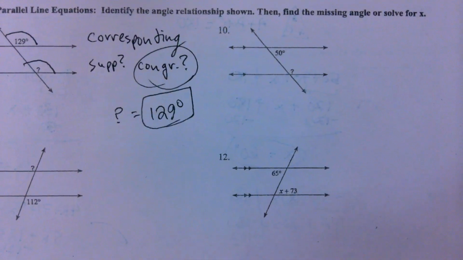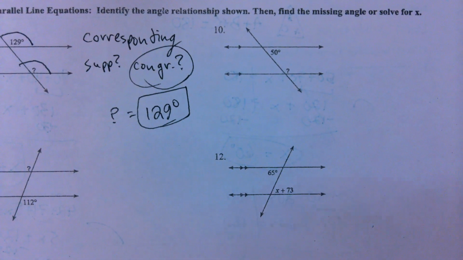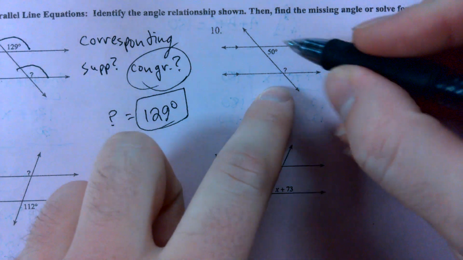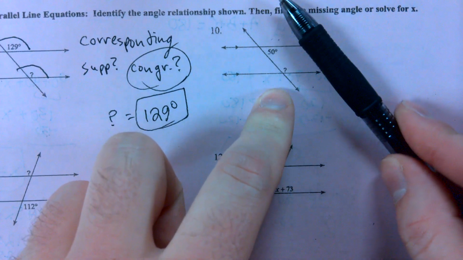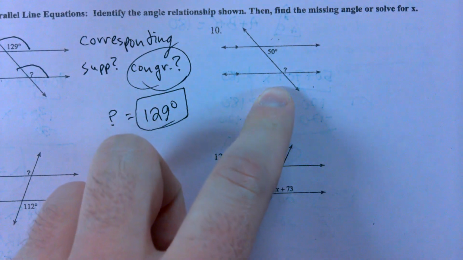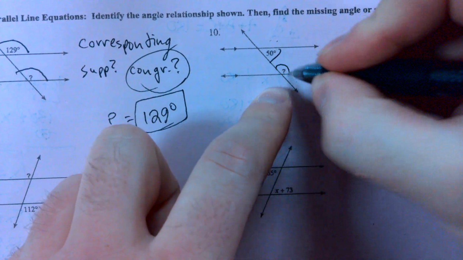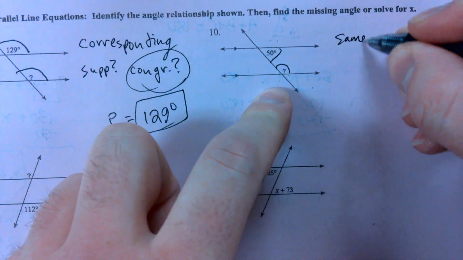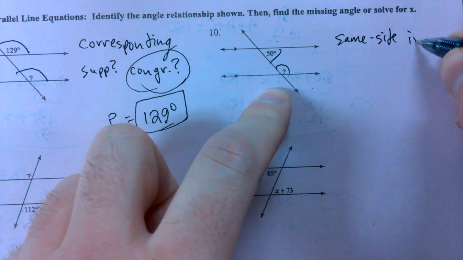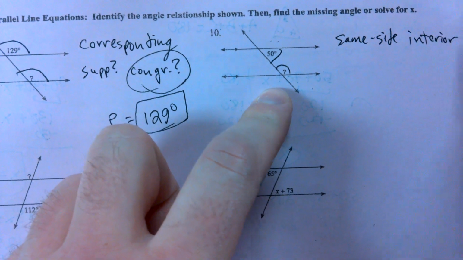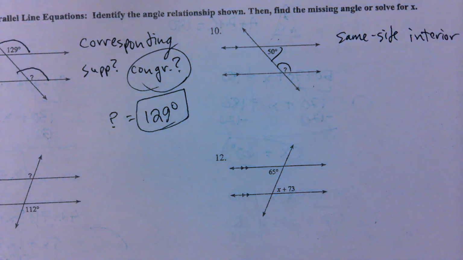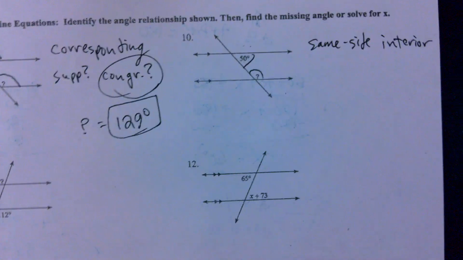But what's my relationship in number 10? Vertical? Ooh, good guess. We can see that they're on the same side of the transversal and they're on the interior together. So these are going to be same side interior angles. Again, this is all on note sheet number, I forget what it is. I think it's 3. So this is all in your notebook.